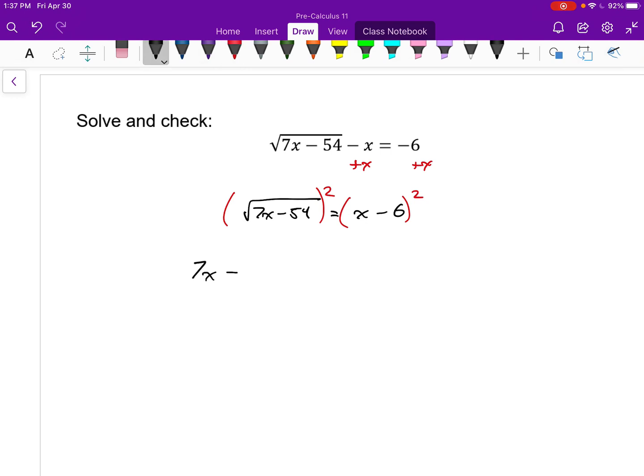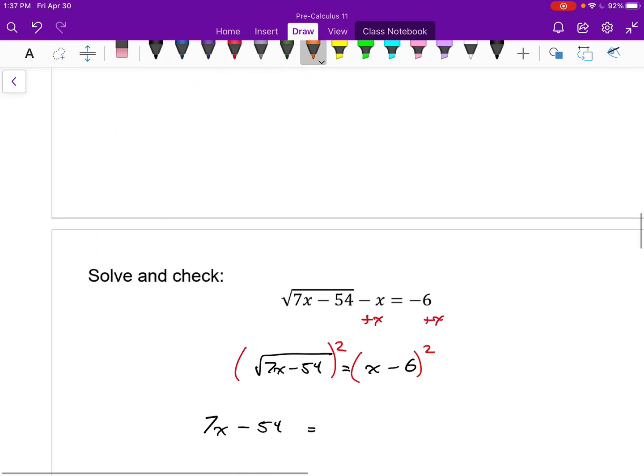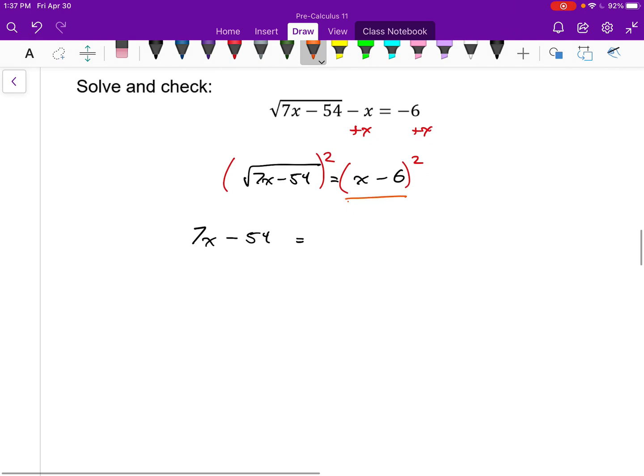It's just 7x minus 54. The right-hand side, again, if you think about the work we did a lot in the previous unit, I can do this quite quickly as well. I know it's going to be 3 terms.